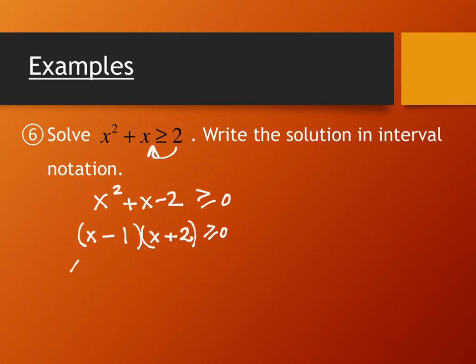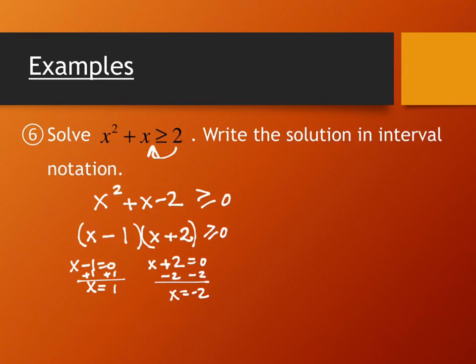Next, we set each factor equal to 0. So far I have absolutely done nothing related to that inequality. So if I add my 1, this is x equal 1, subtract my 2, x equal -2. Okay, everybody good so far? That's nothing new. We've been doing that. This is the part that's new.